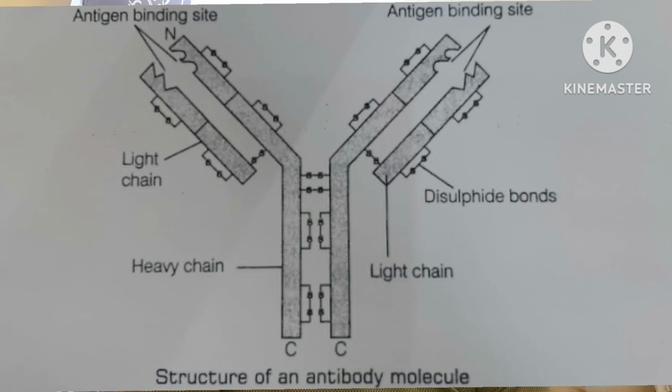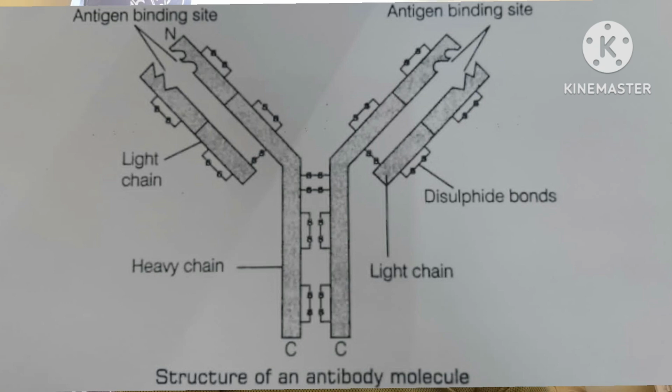Now that binding site is the variable part, so it has different shapes according to the different antigen. They are complementary, so the antigen can be easily trapped or caught by the site.